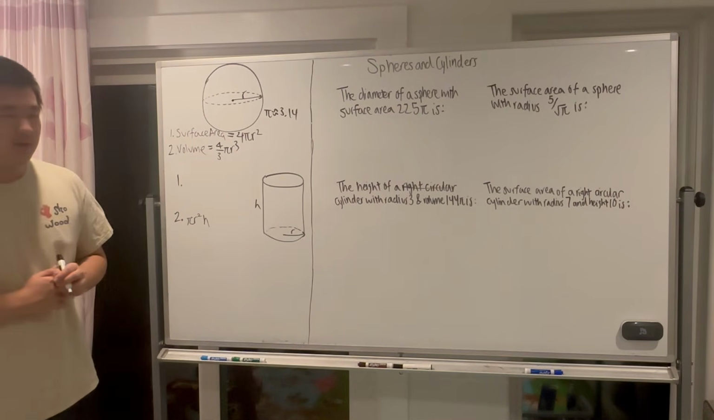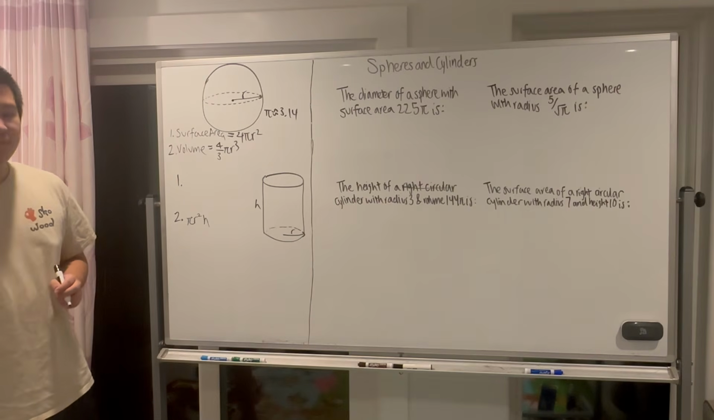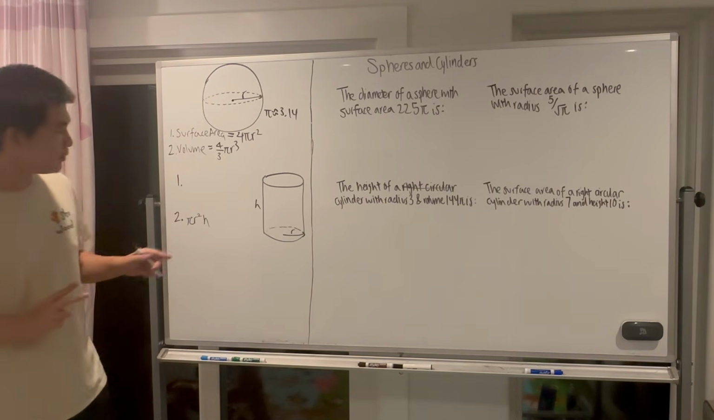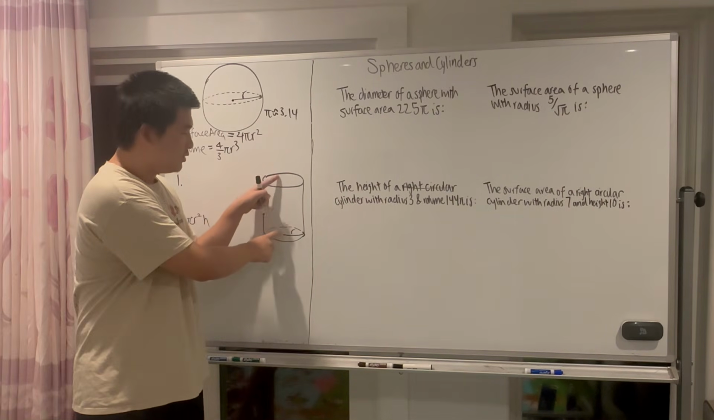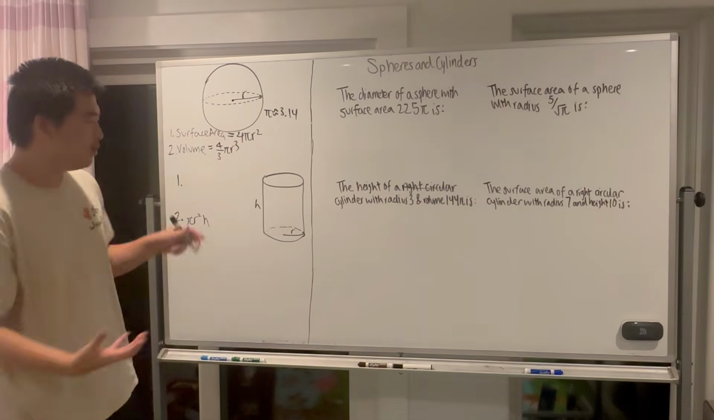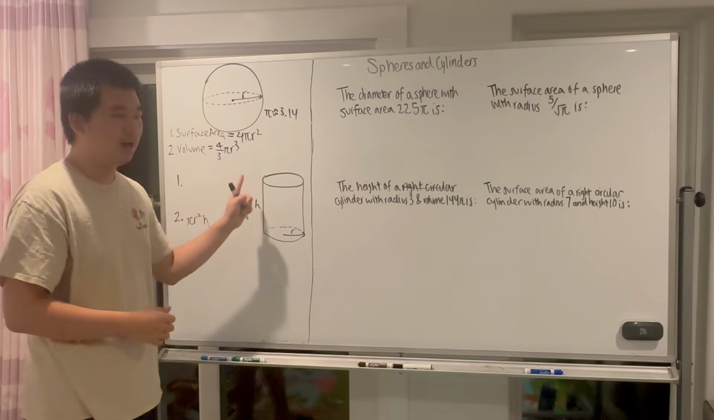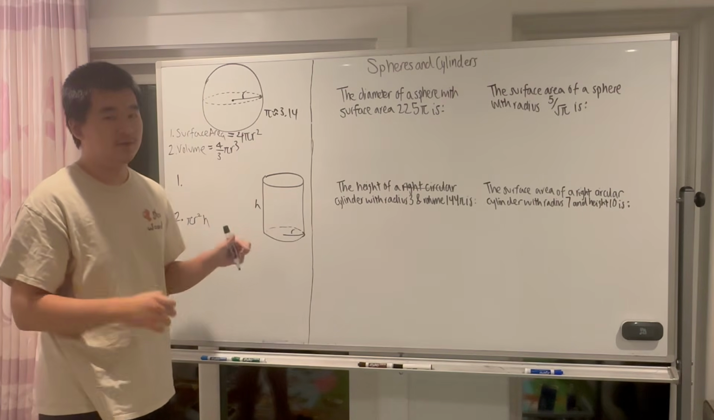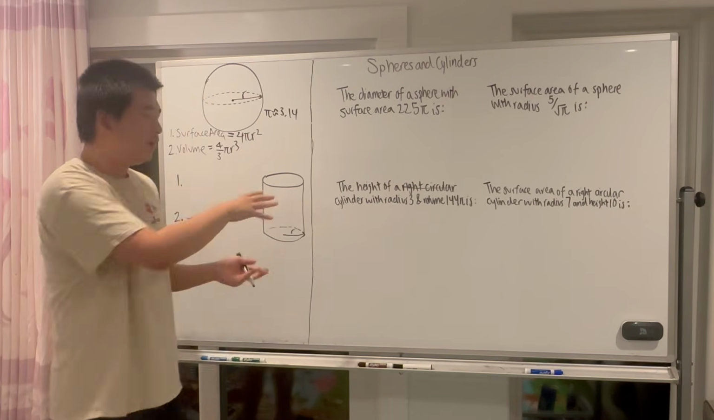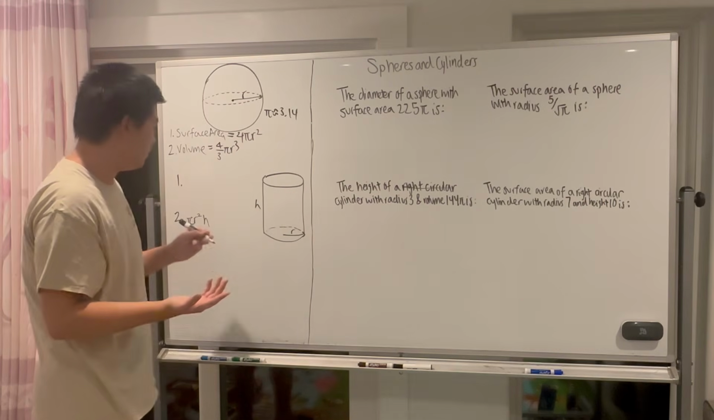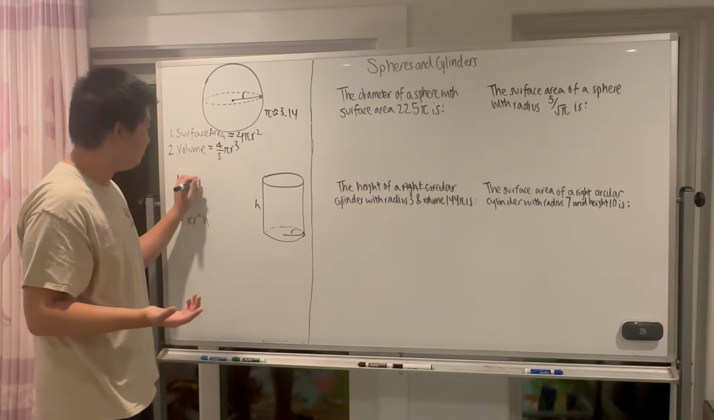Now, the surface area is a little bit more interesting because we have to sum two different shapes. We have two circles that are on the top and the bottom, but also we have this thing that wraps around the entire cylinder. And in order to calculate the surface area of the thing that wraps around the entire cylinder, because we know how to do the bases, it's just circles, which is 2 pi r squared.